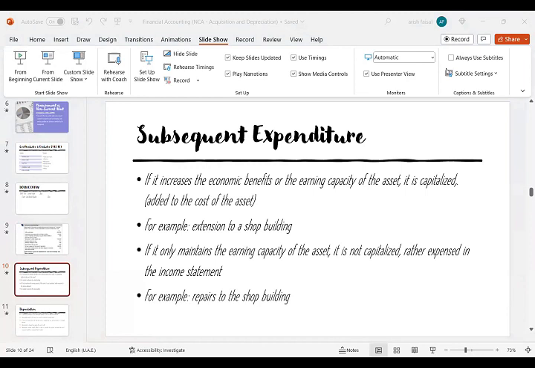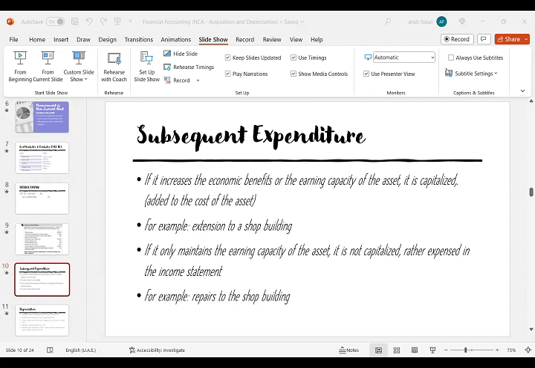In this case, you need to understand whether the expenditure is helping to increase the economic benefits or the earning capacity of the asset. In that case, you have to capitalize it into the cost of the asset. It means that you have to increase the cost of the asset. For example, if you had a shop building and later on you have extended the size of the shop building, having a larger shop building will help the company to earn more economic benefits. It will increase the earning capacity of that shop building, and hence the cost incurred in extension of the shop building will have to be capitalized.